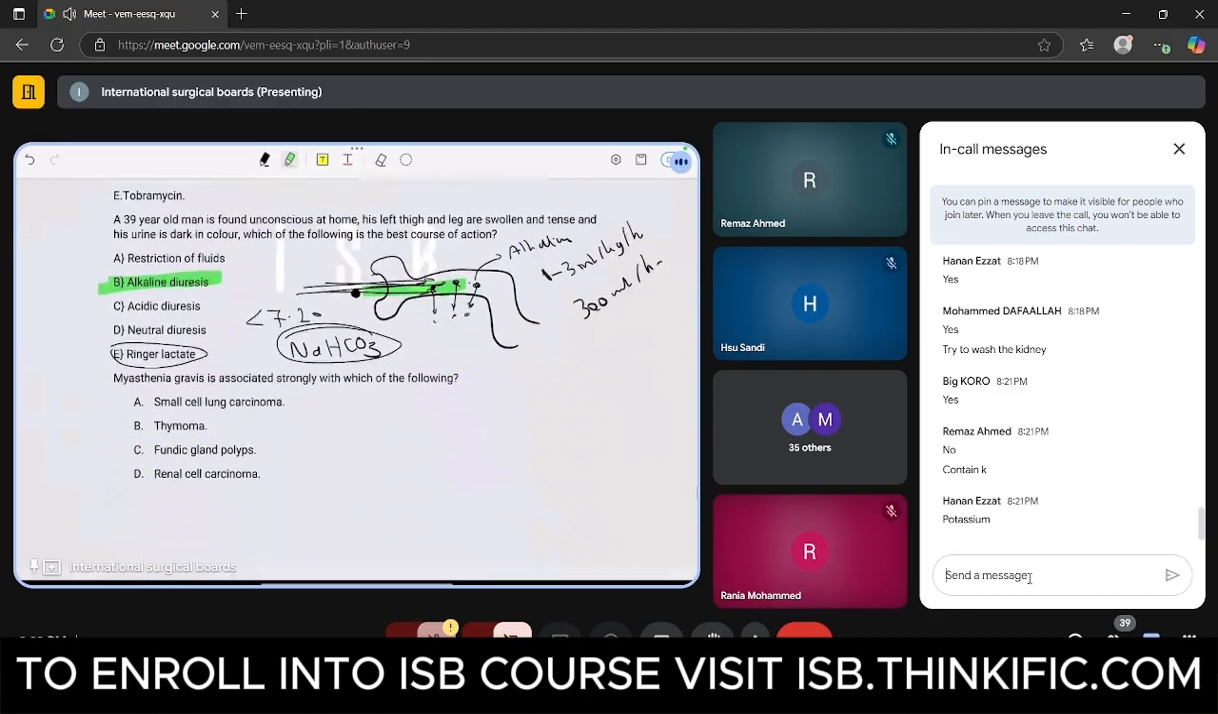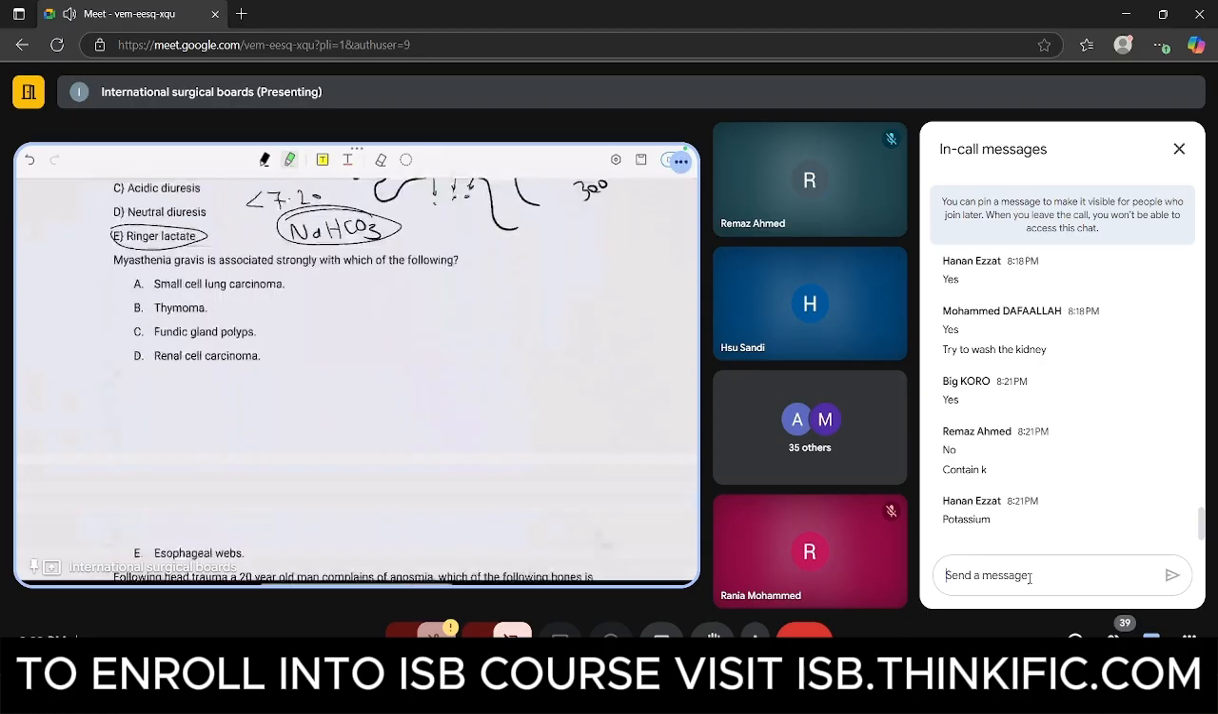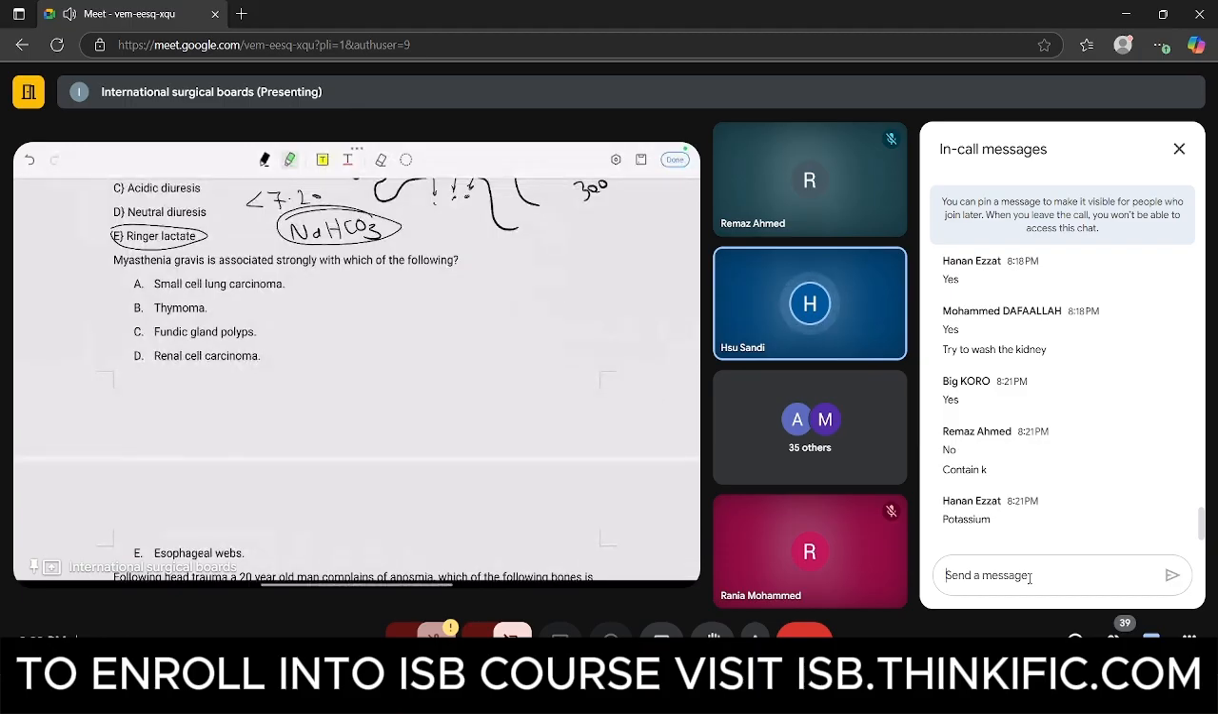Let's push in a few more questions. Myasthenia gravis is associated strongly with which of the following? Small cell lung carcinoma, thymoma, parathyroid gland polyps, renal cell carcinoma, esophageal webs.